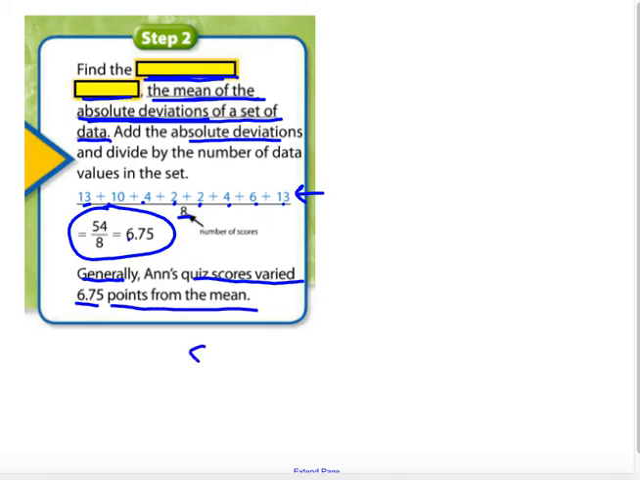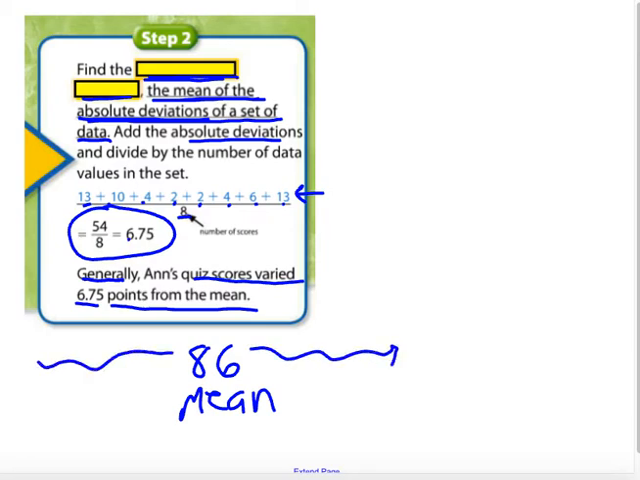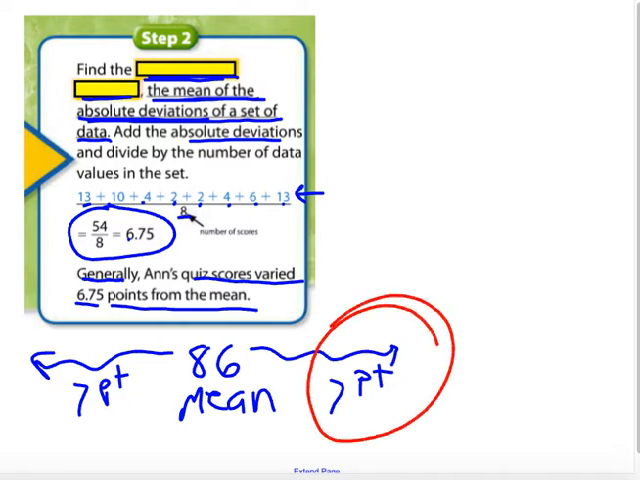So generally speaking, if her mean was 86, her scores could go either way about 7 points. Either way. So on a good day, she might be scoring somewhere up around 92, 93. On a bad day, she might be scoring a little bit less, down around 79, 80.